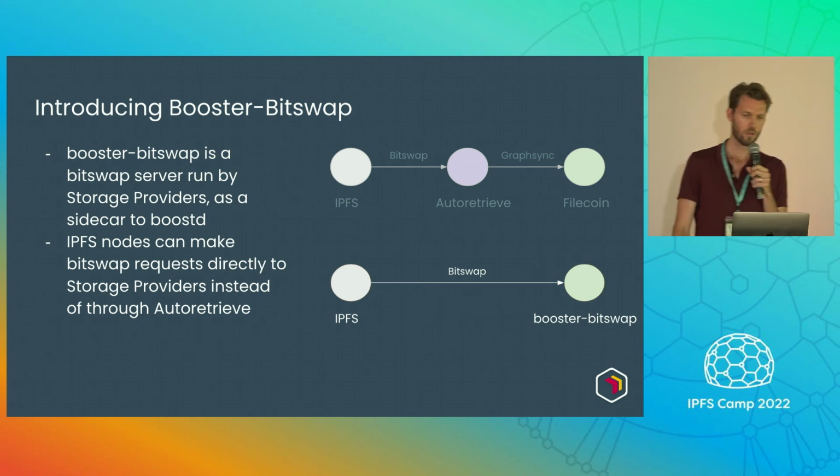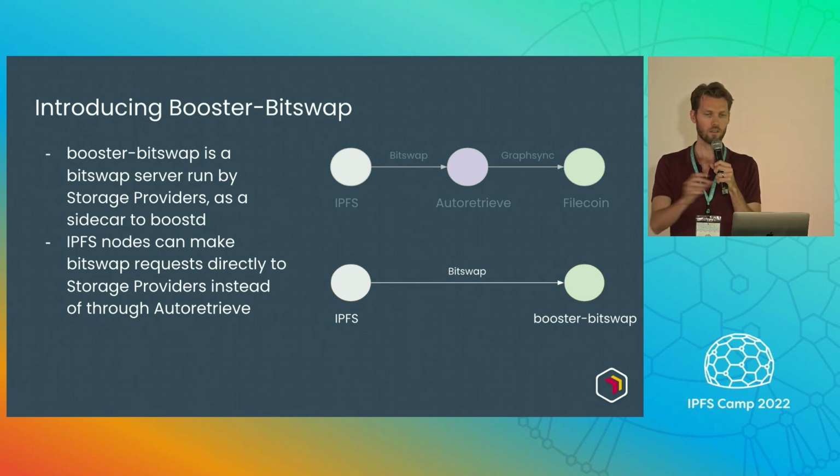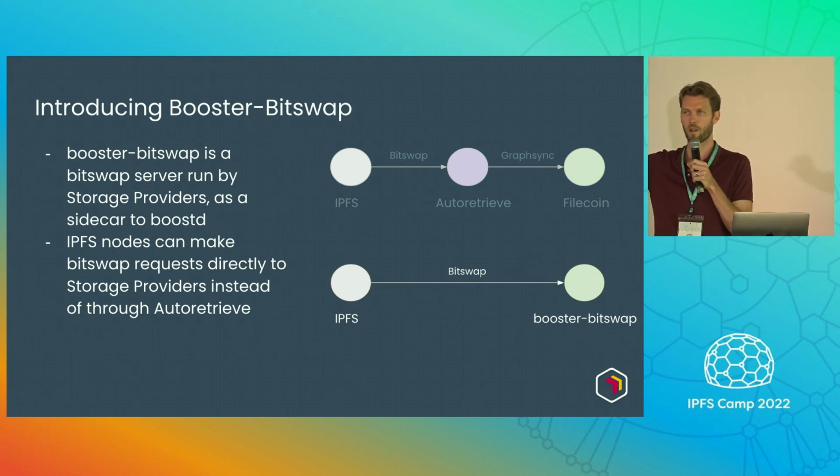So we introduced a new sidecar to Boost called Booster Bitswap. And Booster Bitswap is essentially just a Bitswap server. So this allows IPFS, instead of going through auto-retrieve and then to Filecoin, to go directly from IPFS to Booster Bitswap running on the Filecoin node.